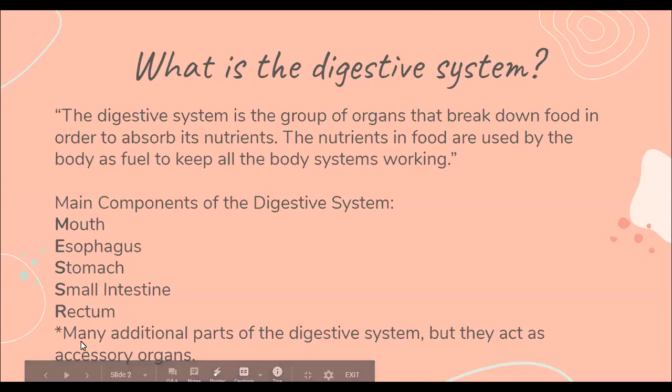And the rest of the digestive system organs, so like you might have heard of your gallbladder, pancreas, all that other stuff, they're just additional parts. Food doesn't directly go into them, but they act as accessory organs. They also help with digestion. You know, they're very essential. Just because food doesn't go directly in them doesn't mean that they're not important, but they're kind of just there to help out these 5 parts.